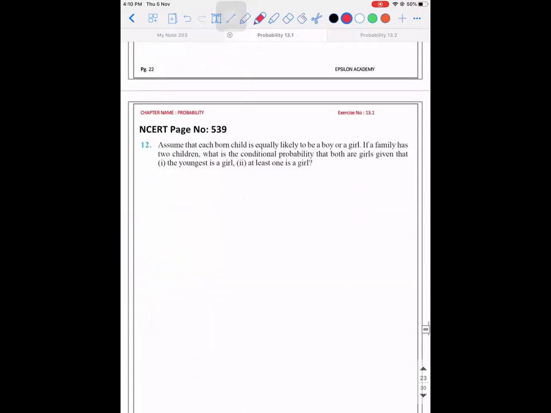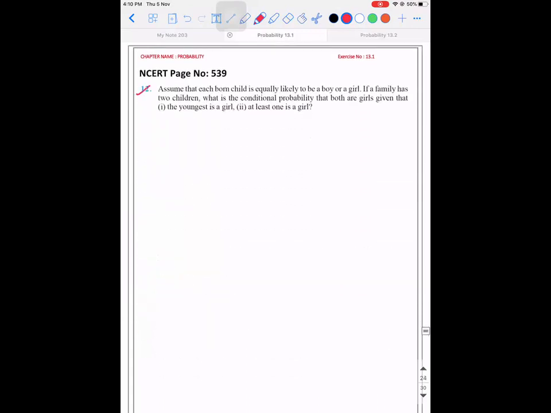Okay. 12th one. Assume that each born child is equally likely to be a boy or a girl. Equally likely means probability of boy is half, probability of girl is half. That is the meaning of equally likely. If a family has 2 children, what is the conditional probability that both are girls given that the youngest is girl?